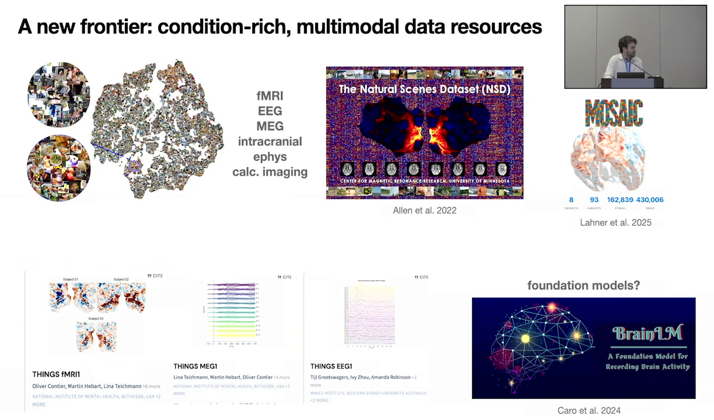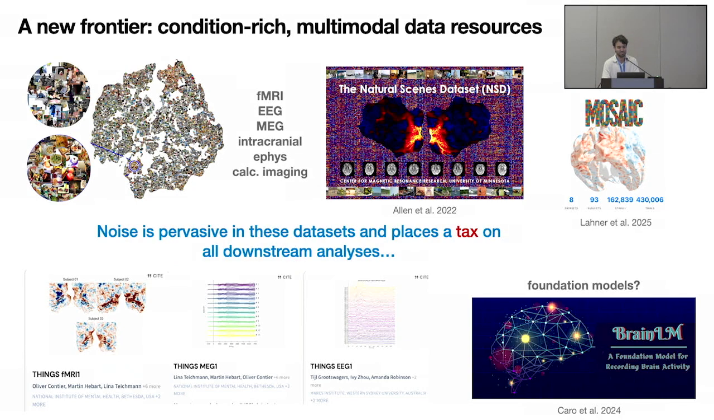And on top of all this, there's now an emerging subfield of groups trying to develop foundation models of neural data that learn shared representations across these recordings. So it's all very exciting, but it makes an old problem even more pressing. As anyone who's looked at neural data sets knows, most of the voxels and electrodes in these resources can look pretty bad. Noise is pervasive, and it places a tax on everything we do downstream: reliability, the fidelity of our models, and our ability to align representations across individuals.